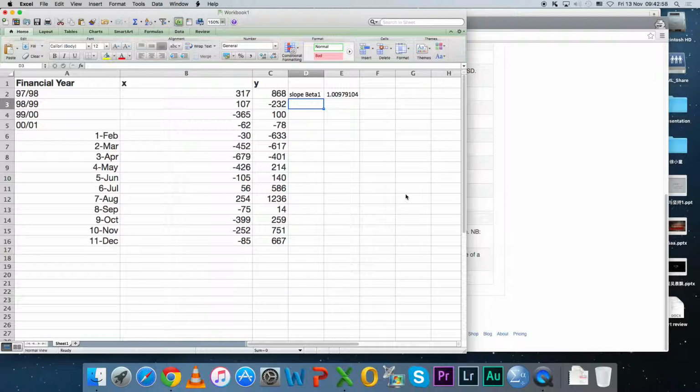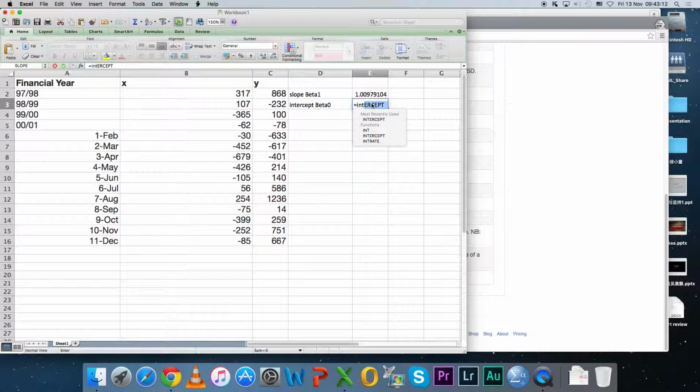Okay, the next step is the beta 0, which is the intercept. So beta 0, the function is called the intercept. Again, ln y, all the y, and ln x, all the x, and you should get something like this.